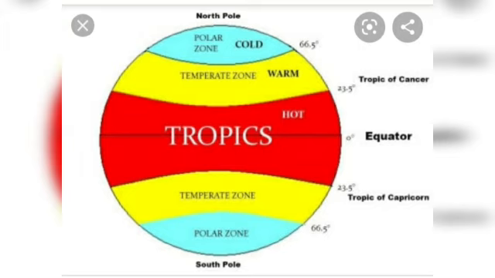Lastly we have the frigid zone, the area between the Arctic Circle and the North Pole, and the Antarctic Circle and the South Pole. This is an extremely cold area. The rays of the sun are very slanting during the winter season, and hence it is named the frigid zone.